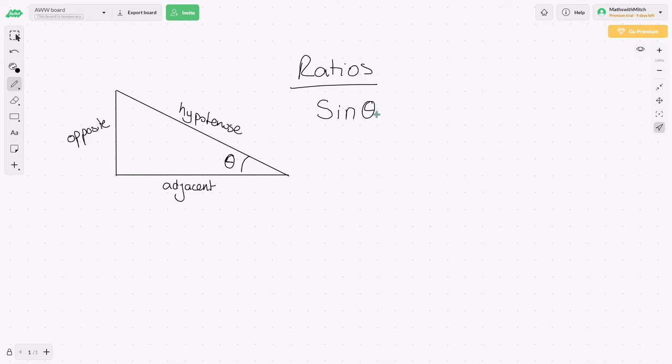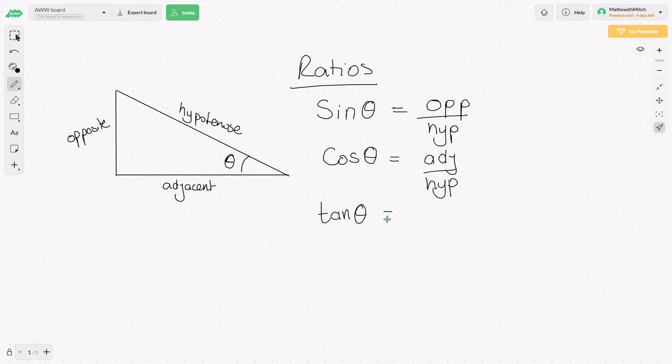So first is sine. So sine theta equals opposite over hypotenuse. We have cos or cosine equals adjacent over hypotenuse, and the final is tan or tangent. Tan of theta is opposite over adjacent. Okay, now you will have to put that to memory.